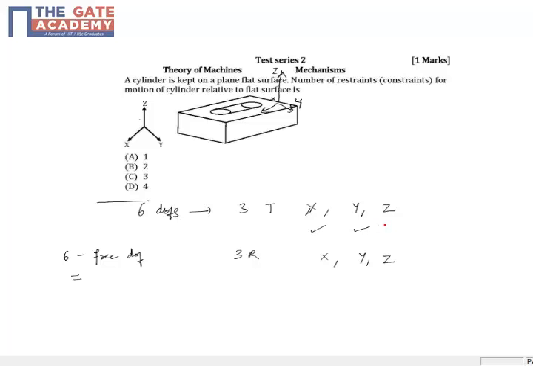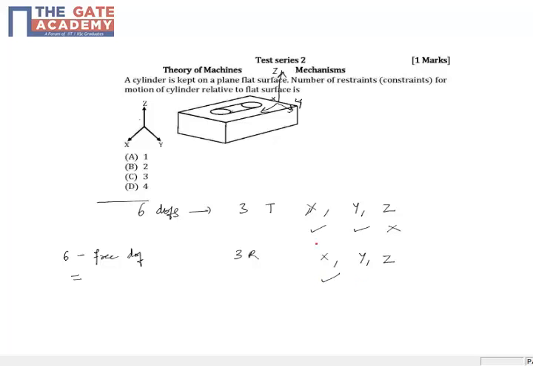Z, it cannot move, because if it has to move in z, it has to penetrate into the block. The cylinder has to penetrate into the block, so that is a constraint. Rotation about x, well, that will be a rotation about the cylindrical axis, because x is along the cylindrical axis, so that it can easily do without penetrating into the block.